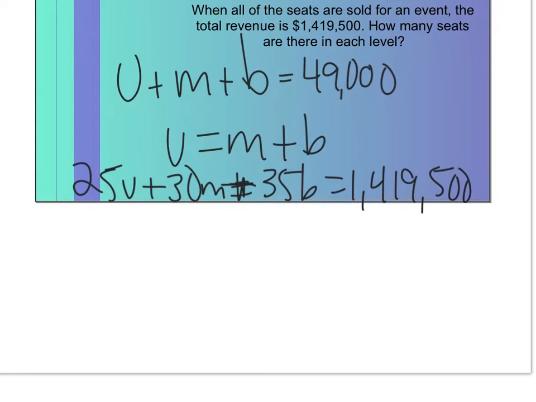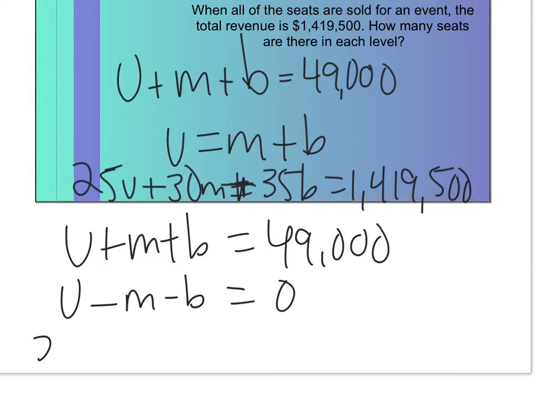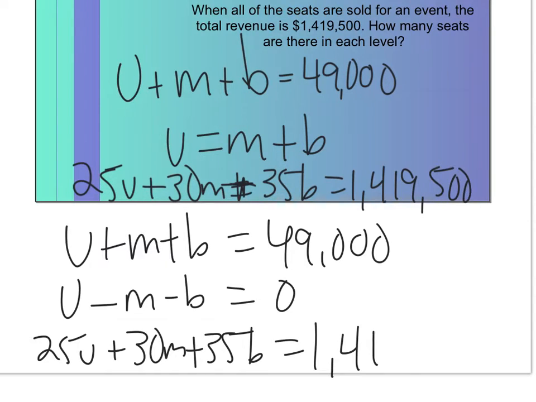And here's what I'm going to do. I'm going to rewrite this. U plus M plus B equals 49,000. And then I'm going to move all this over to the other side. So U minus M minus B equals 0. 25U plus 30M plus 35B equals 1,419,500. And I did this for a reason.